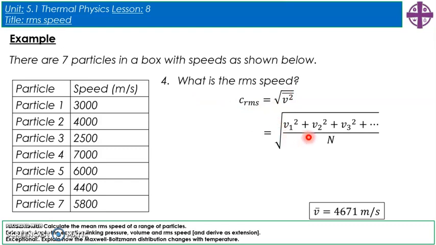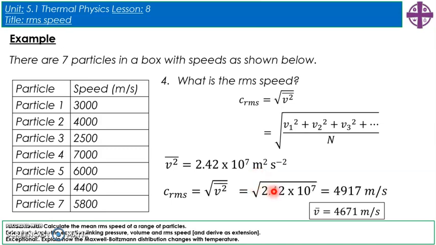So here I'm just going to square root the value we got in the previous question, the mean squared speed. That was the mean squared speed, 2.42 times 10 to the power of 7. I'm going to square root that, and I get 4,917 meters per second. So you can see that the root mean squared speed is not the same as the mean speed. That proves that this square root and square don't cancel out. So we get slightly different values, and there is a reason for that.